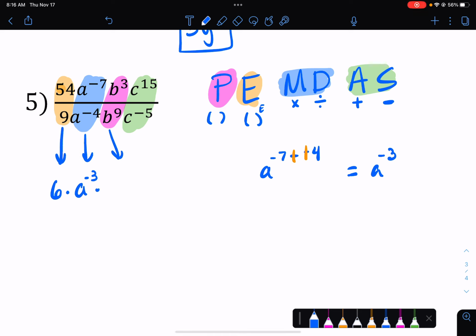And what does my b give me? So we have b, and that's actually 3 minus 9. What is 3 minus 9? That's b to the -6. So we got b to the -6. I know we got negative exponents. We got to make those positive.